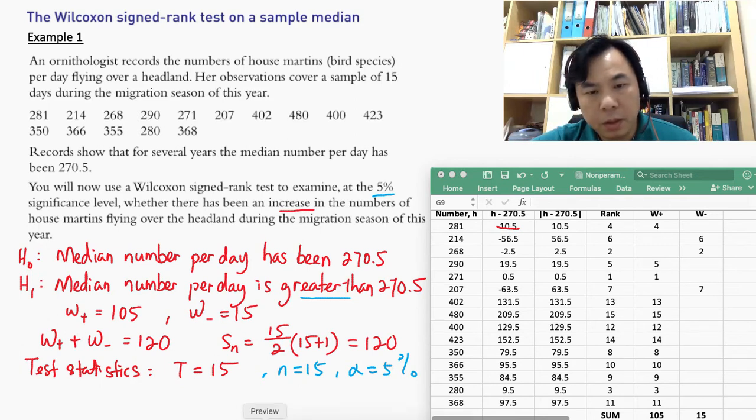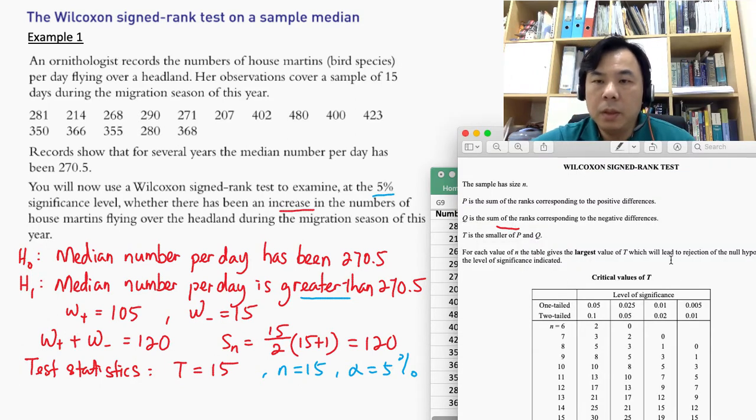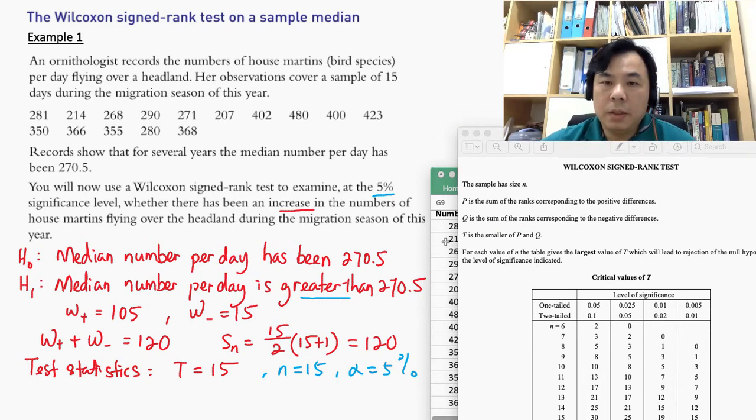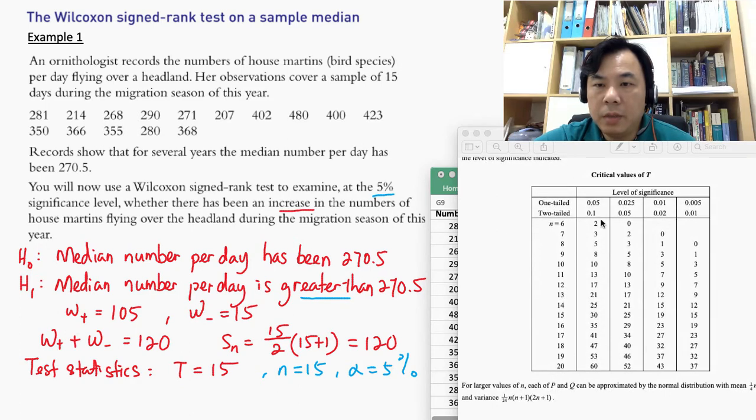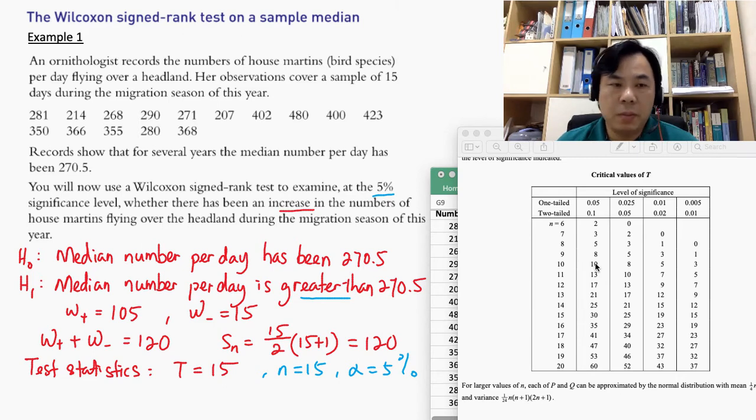Now, therefore, we are ready to obtain the critical value from the data booklet. All right, now let me open. Okay, this is our data booklet. Let's see what we are looking at. Okay, we are looking at the Wilcoxon Signed Rank test. From here, the table is given. We are going to use this table to extract the critical value. How are we going to read this table? All right, very simple. We have to ensure we have the sample size, which is 15. So we're going to go to 15 here.